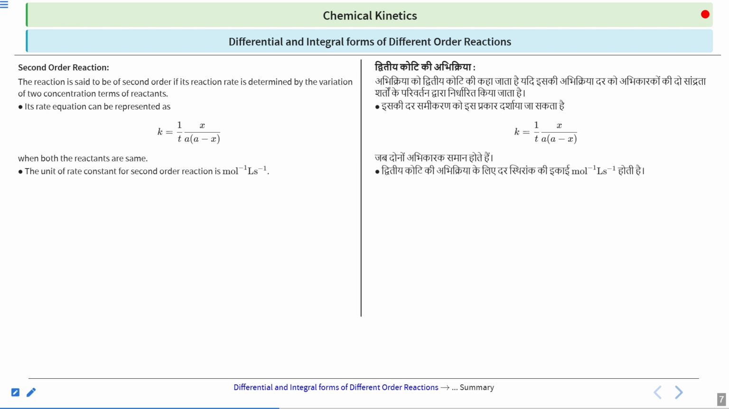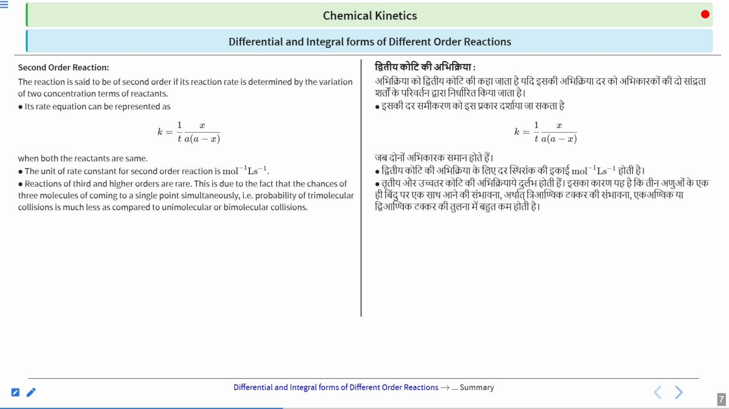Okay. So what is the unit of the rate constant? It is per mole liter per second for the second order reaction. Now, reactions of third and higher order are rare. This is due to the fact that the chance of three molecules combining at a single point simultaneously is very low. So the probability of trimolecular collision is much less as compared to unimolecular and bimolecular. Now, why are we considering the collision thing here?